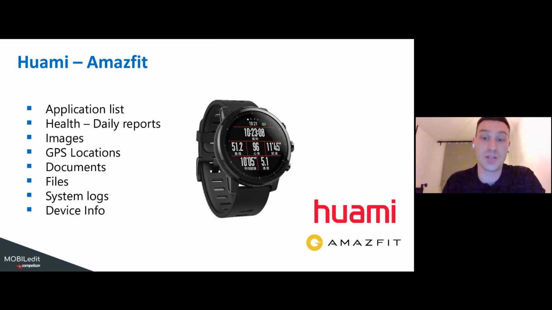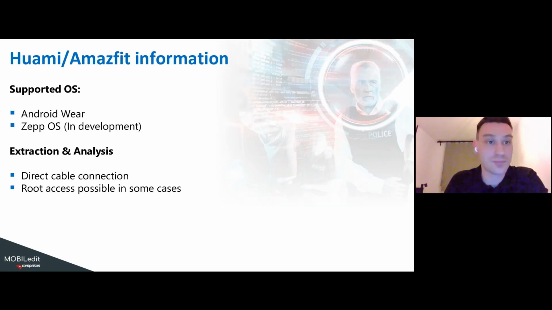The Amazfits, they actually signed a major deal with Walmart. I don't know if it was last year or the year before, but you might actually see these. These are basically just cheaper garments. Amazfit is a subsidiary of, I believe, Xiaomi. But anyways, they're a Chinese-based smartwatch, and from these you can get application lists, health, daily reports of your health, images, GPS locations, documents, files, system logs, and device infos. So Amazfit might actually be one that you should look out for because they are in the United States as well, and or Canada.